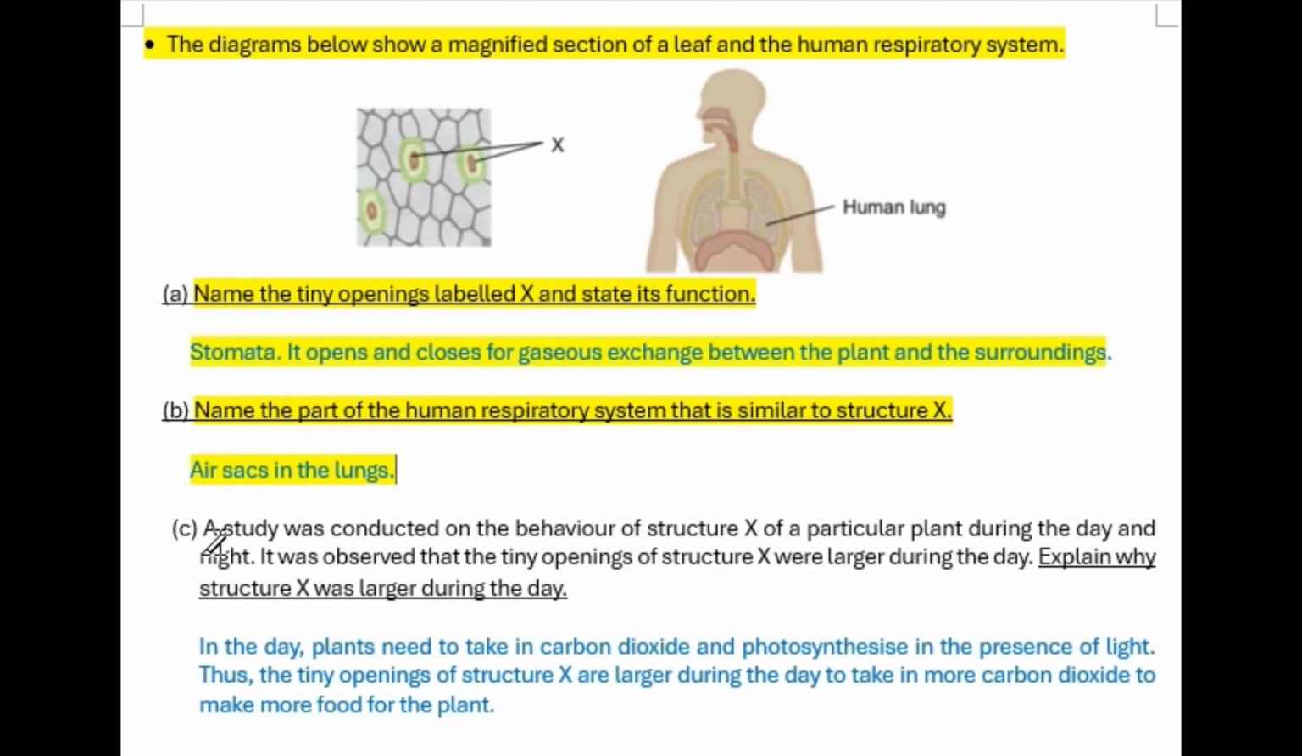C. A study was conducted on the behavior of structure X of a particular plant during the day and night. It was observed that the tiny openings of structure X were larger during the day. Explain why structure X was larger during the day. In the day, plants need to take in carbon dioxide and photosynthesize in the presence of light. Thus, the tiny openings of structure X are larger during the day to take in more carbon dioxide to make more food for the plant.